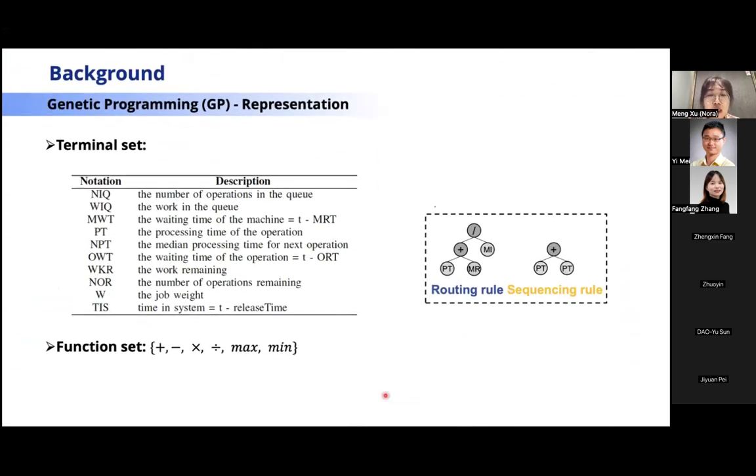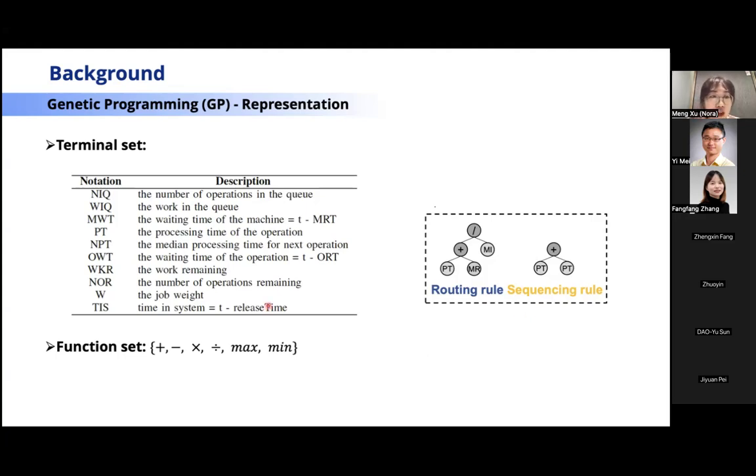And for dynamic flexible job shop scheduling, as I mentioned, two types of decisions should be made, which are routing and sequencing. So for the representation of genetic programming, we have two trees. The first tree represents the routing rule, and the other tree represents the sequencing rule. The routing rule is used to make machine assignments, and the sequencing rule is used to select operations for an idle machine.